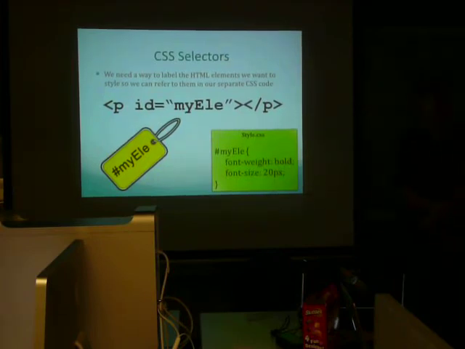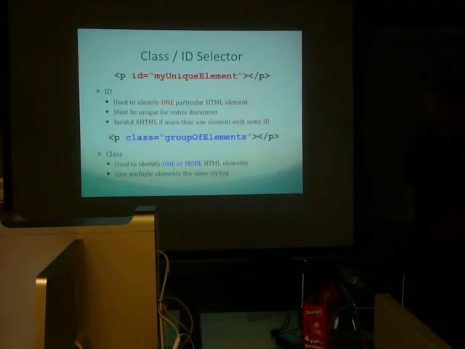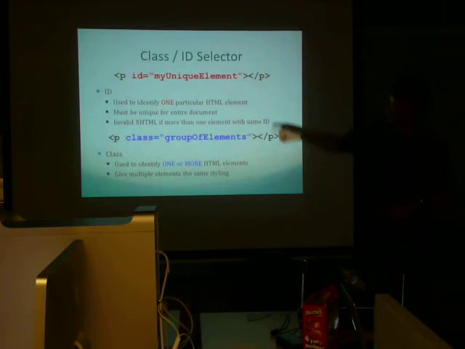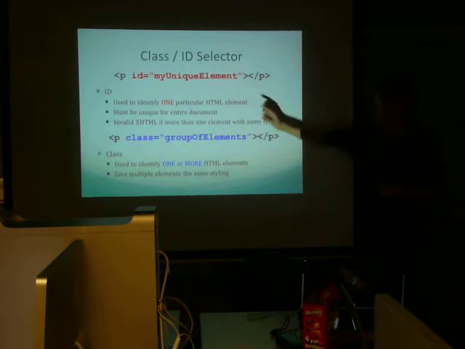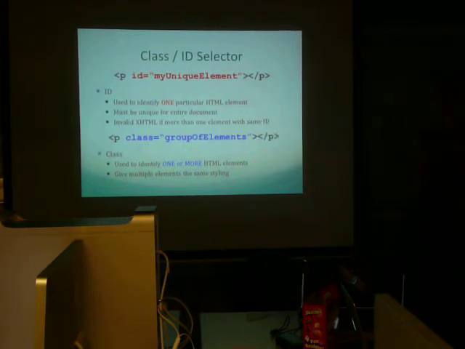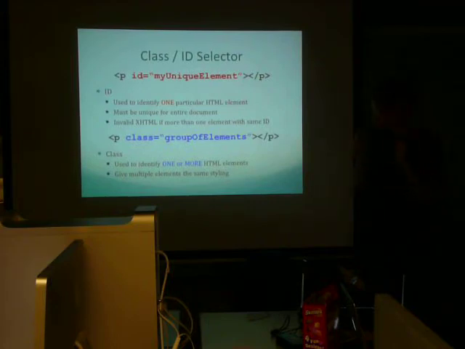We'll go over ID selectors in more detail, but basically, remember to name your elements because that's how you select things in CSS. So that's one way you select things in CSS. Remember that IDs are used to identify one particular HTML element. So if something has an ID on a page, only one element can have that ID. Remember to make it unique for each element. It is invalid if you make more than one thing with the same ID.